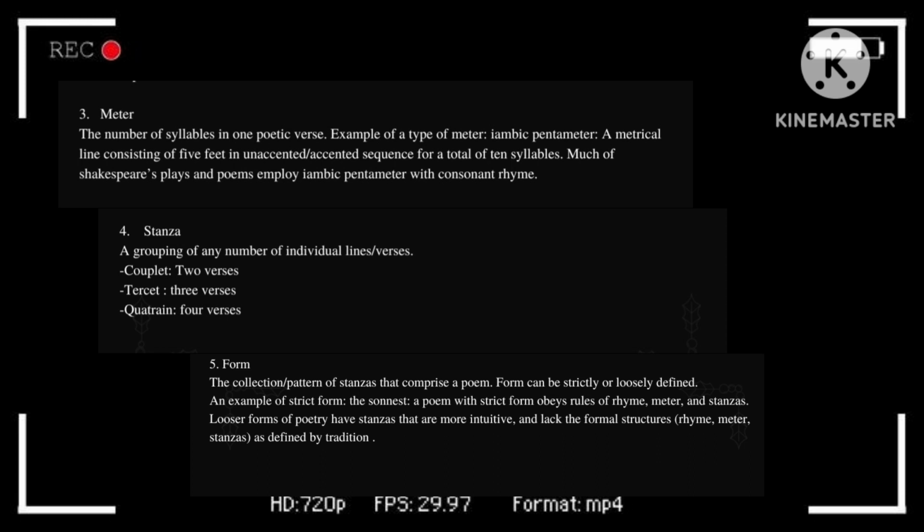And the last is number 5. Number 5 is form, the collection or pattern of stanzas that comprise a poem. Form can be strictly or loosely defined. An example of strict form is the sonnet, a poem with strict form that obeys rules of rhyme, meter, and stanzas. Looser forms of poetry have stanzas that are more intuitive, and unlike the formal structures, rhyme, meter, and stanzas are not defined by traditions.